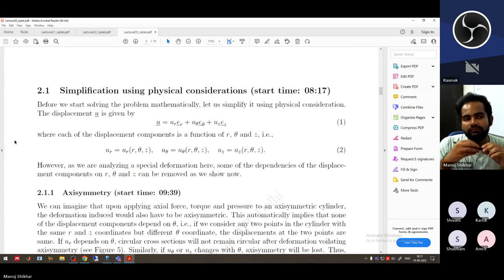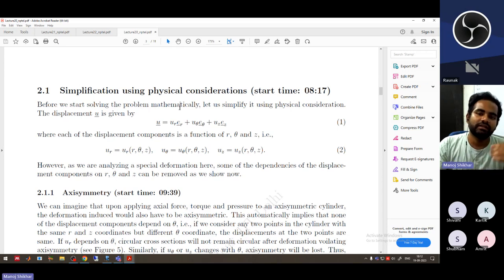Now, after that, we simplified our displacement, assuming various things. Initially, for any problem, we are forced to assume that the displacement components will be a function of r, theta, and z, because r, theta, and z are independent variables, and we don't know how our displacement will be. So in this case, u is basically a function of r, theta, and z.